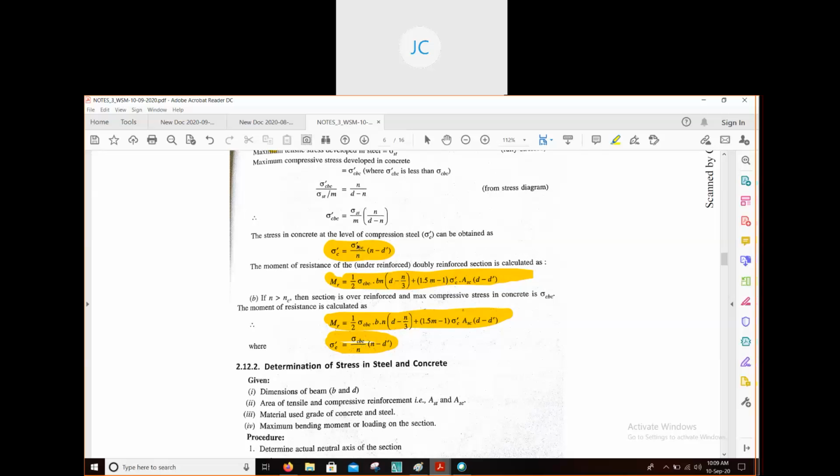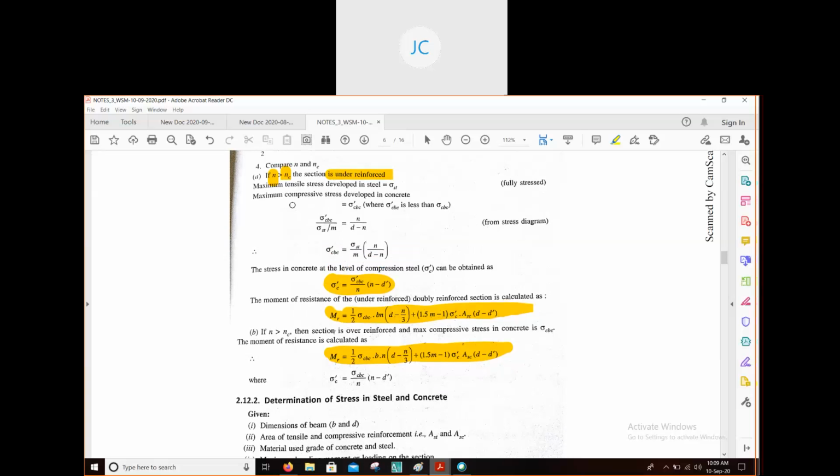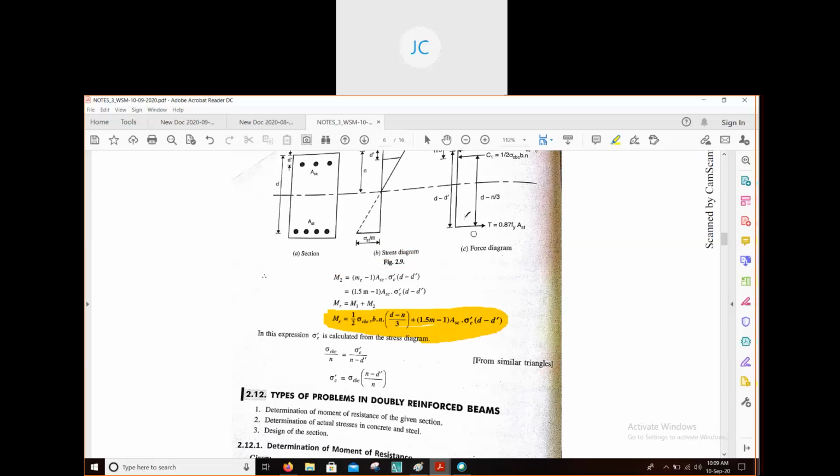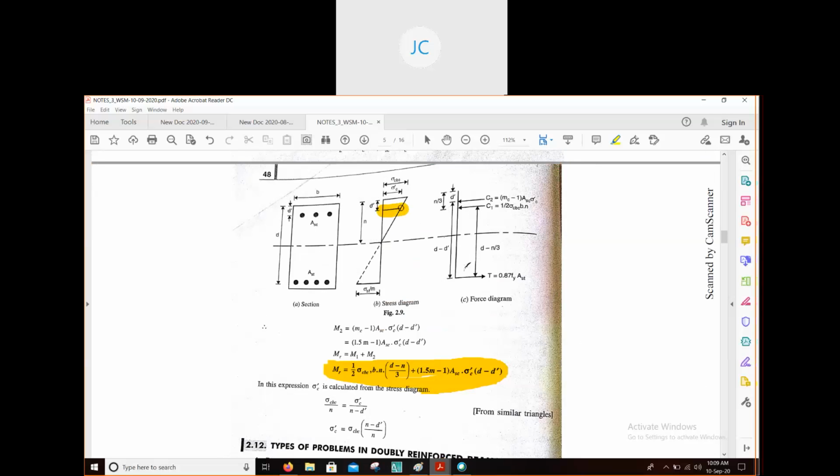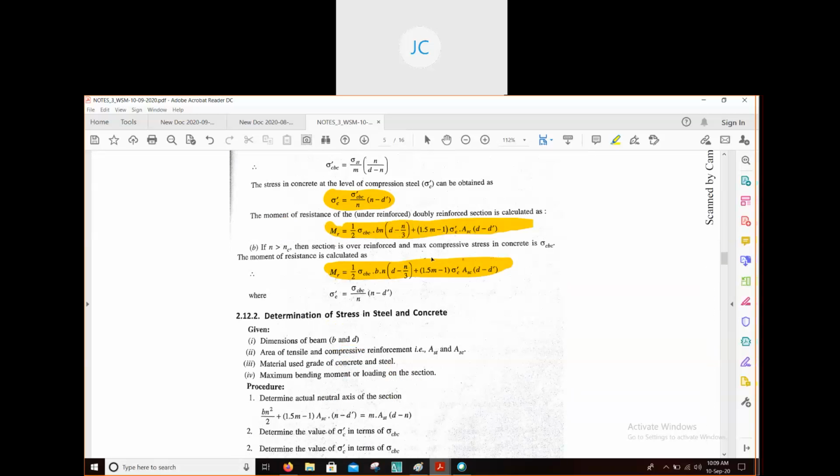This is sigma dash cbc. This is sigma cbc. Sigma cbc is the maximum stress which will be developed in concrete. And sigma dash cbc is the maximum compressive stress developed in concrete at the compressive steel level. At this level, what will be the maximum compressive stress? That will be written by sigma dash cbc. And at this level you know that the stress will be maximum, which will be written by sigma cbc. So this is the difference.